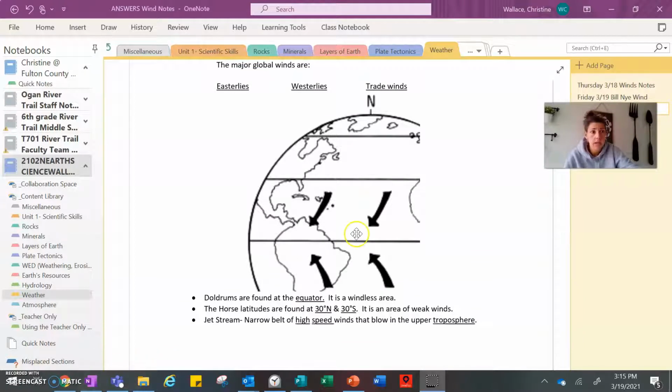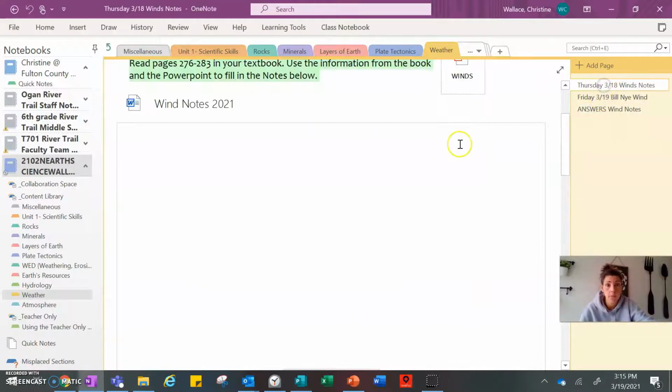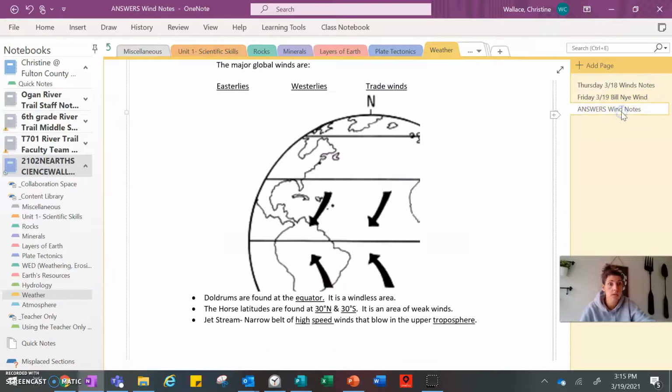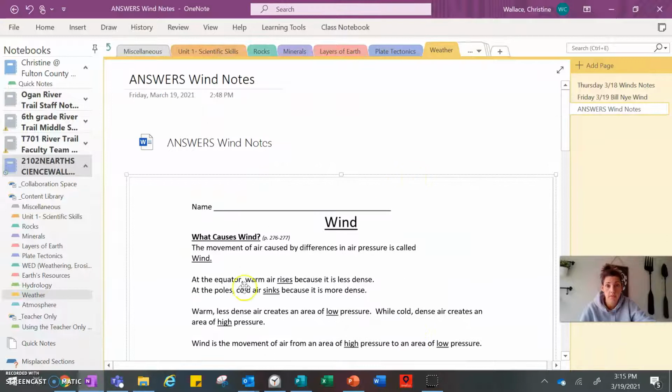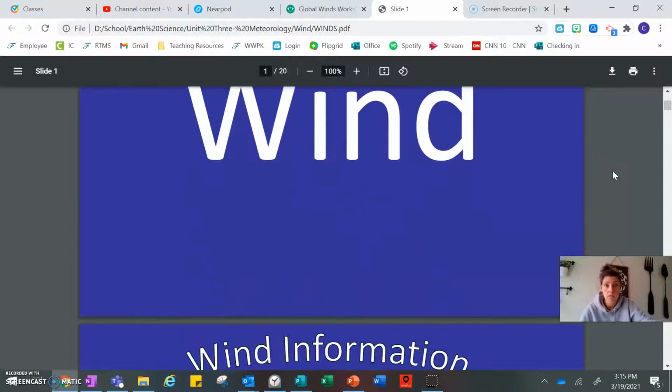In your note sheet, you have in OneNote in your new weather section, you have your wind notes, and you will also have the answers to the wind notes that you can double check to make sure that you have the right information. But I want to go ahead and look at our PowerPoint, the one that I shared with you on your winds notes page.